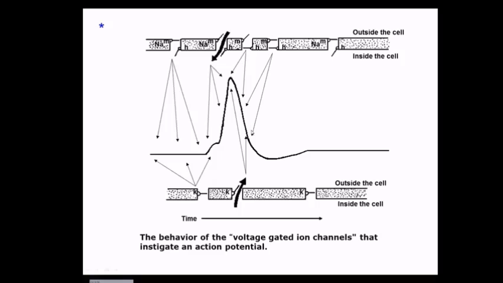Then, during repolarization, the H gate remains closed, the M gate's closed, potassium gate's open, and the potassium gate opens quickly and closes slowly. So what's that going to do? That's going to cause a little bit of hyperpolarization. In other words, the membrane potential is going to move even closer to potassium's Nernst potential, because the gate's open a little bit too long. That has some physiologic significance we'll talk about in a moment.